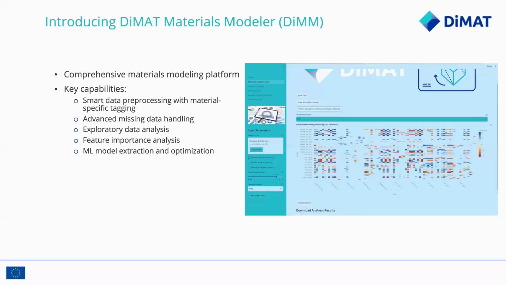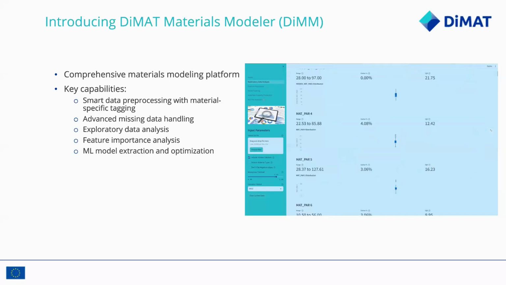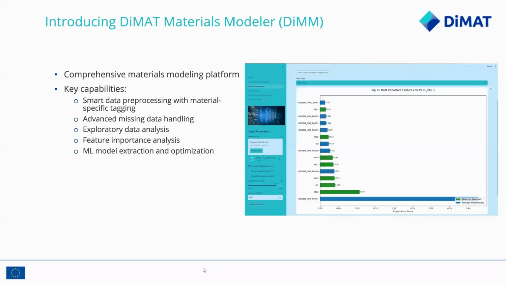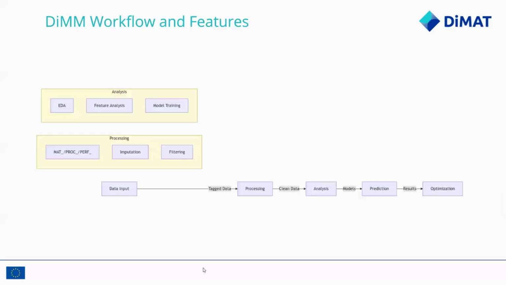So let me walk you through how Materials Modeler works. As you can see in the next slide, in the flowchart that we have here, we start with data input, where the user can tag the parameters based on their role and their nature: materials properties, process parameters, and target parameters or performance metrics. This structured approach is crucial because it allows the system to apply appropriate processing methods to each type of data.